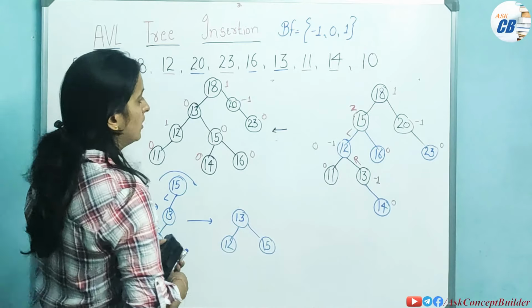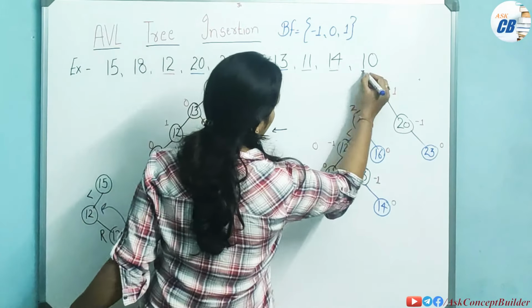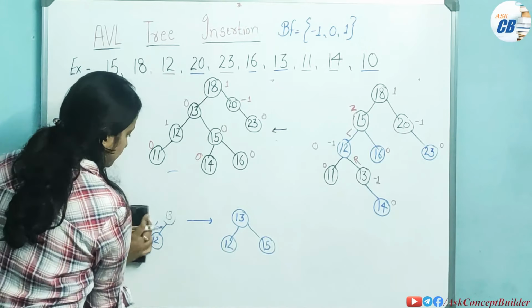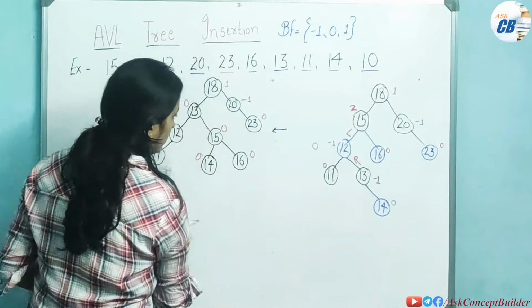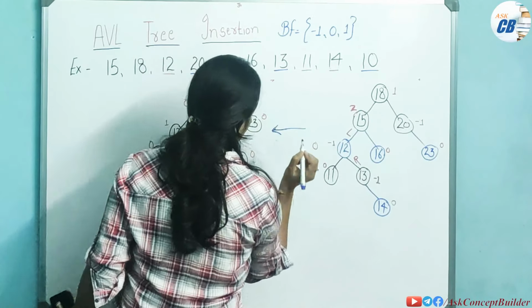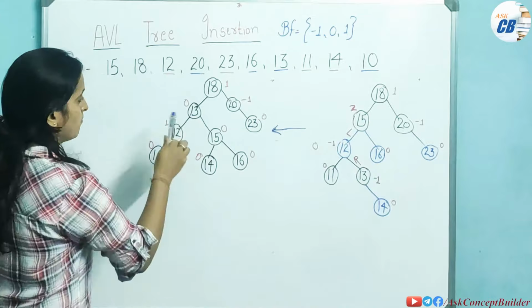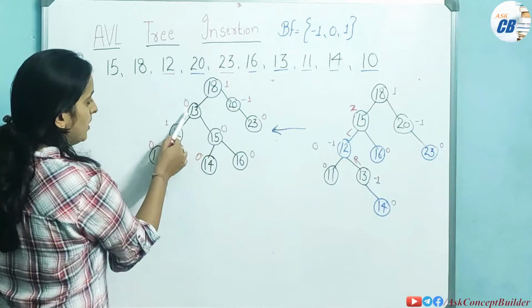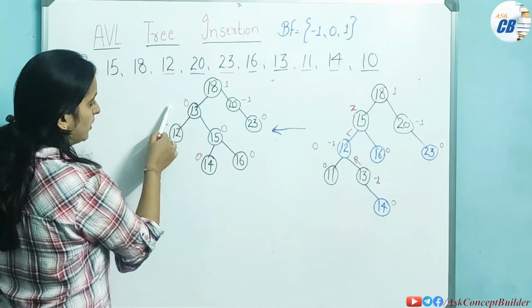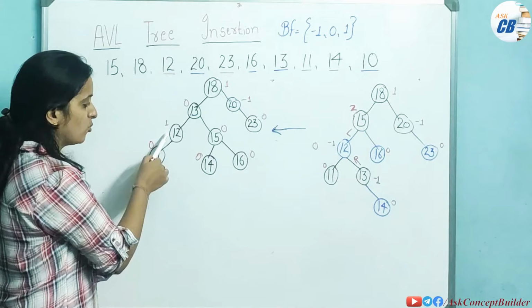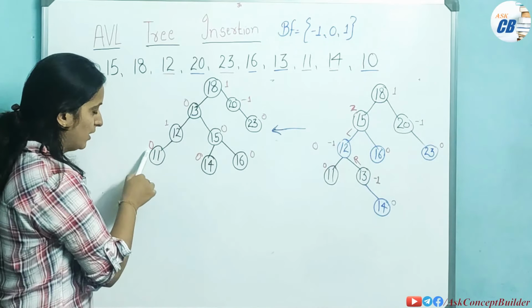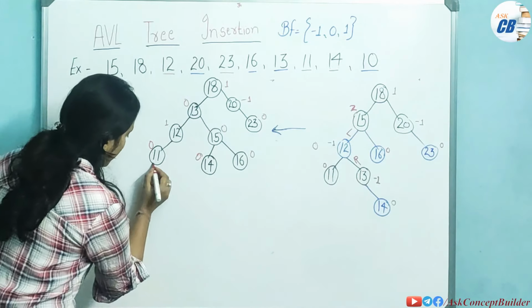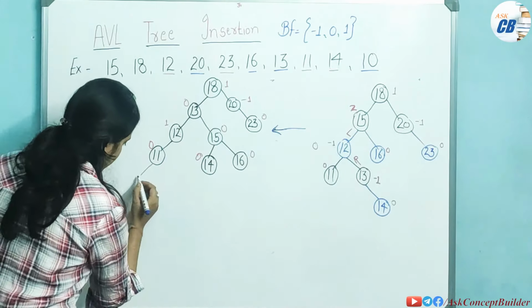Now our last node which we have to insert is 10. Now see where this 10 will come. We will check that. 10 is smaller than 18, so it will come on the left of 18. Now when it comes here, again 10 is smaller than 13, so it will come to the left of 13. Again it is smaller than 12, so it will come on the left of 12. Again it is smaller than 11, so it will come on the left of 11. So you will insert your 10 here.